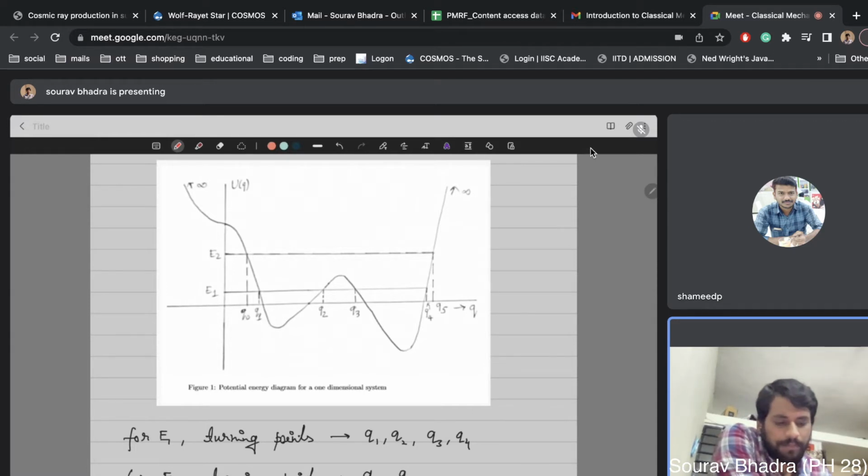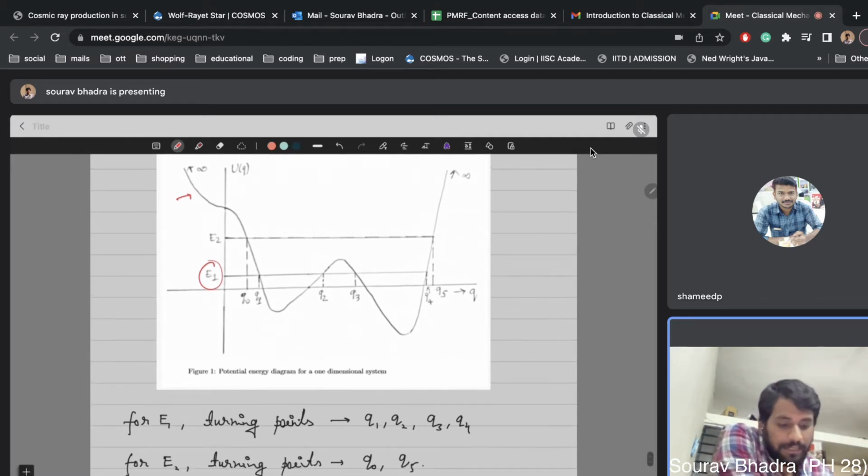So this figure is the potential of a particular system. Now suppose there is a particle, and if that particle has a total energy of E1, you can clearly see that the turning points are Q1, Q2. So the motion for E1 can be bounded in this region, because here your kinetic energy is non-zero, because kinetic energy plus potential energy is equal to total energy.